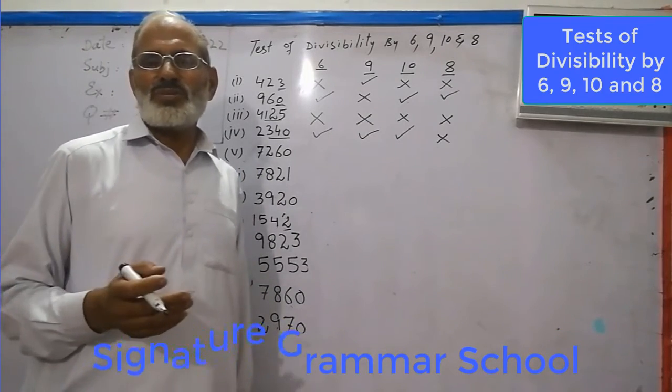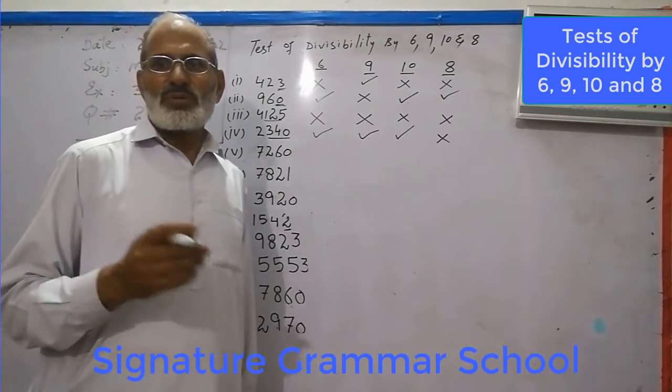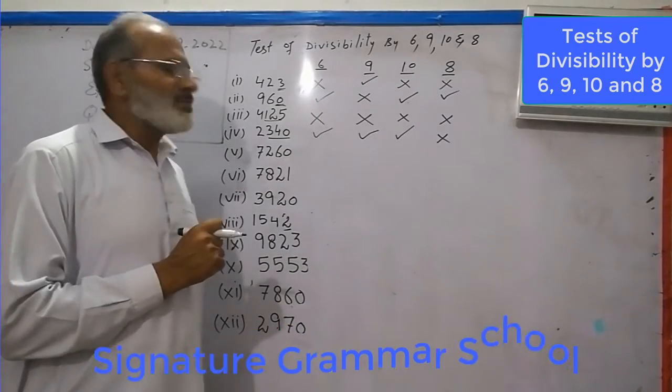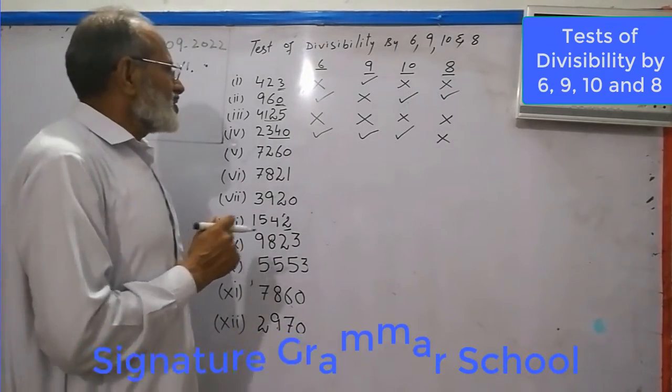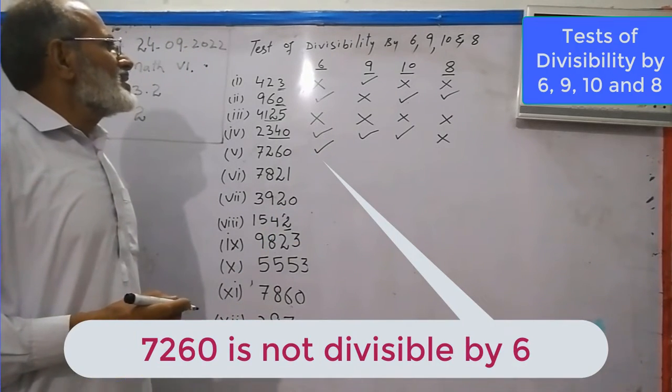7,260. At the last, there is 0. Whenever there is 0, that value is divisible by 2. So the first condition is met. Now coming to the second condition, and 15 comes in the table of 3. Therefore, this value is divisible by 6.